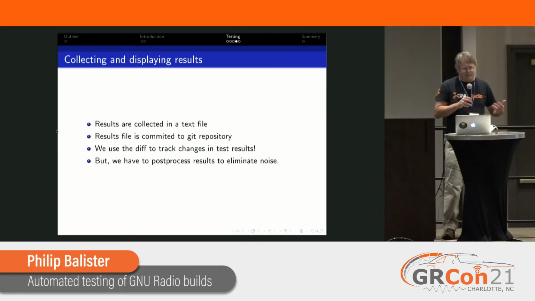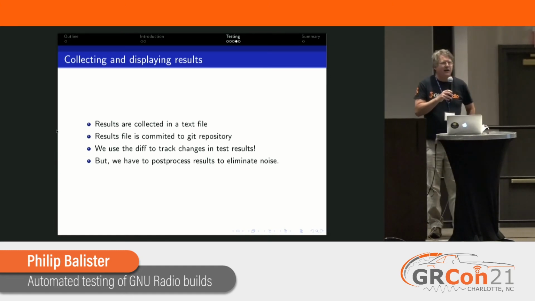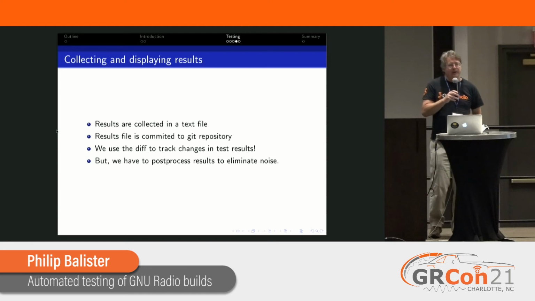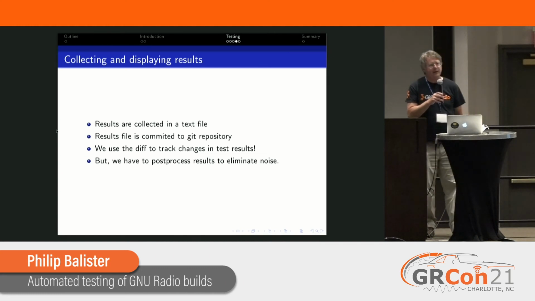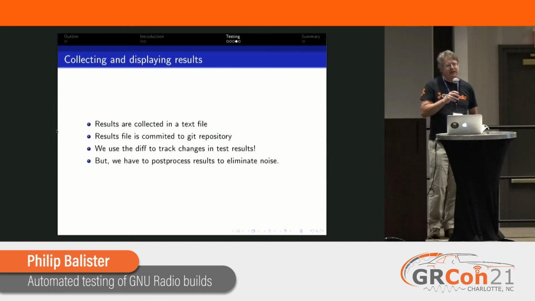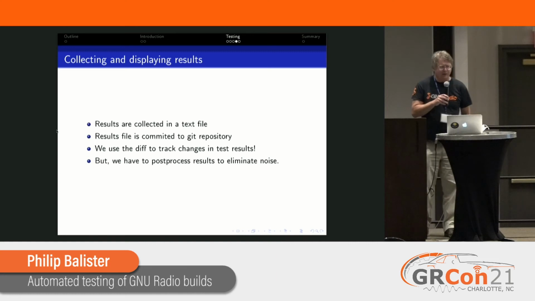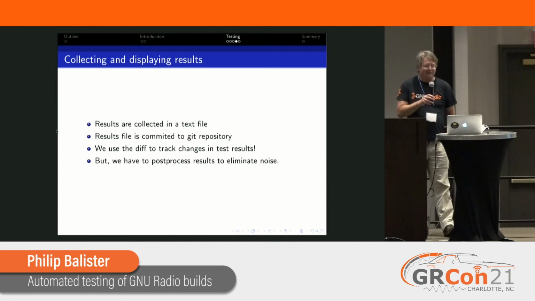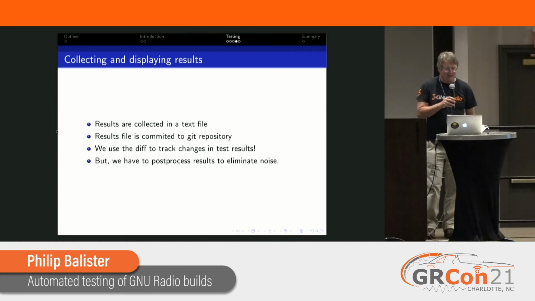And so the problem is once you have the tests, how are you going to inspect them? So what I do is I commit the result file into a Git repository. And then I can look at the diffs to see what changes from run to run. Because really what I'm looking at are changes. If there are no changes, then I get a very small diff with only a little bit of noise.